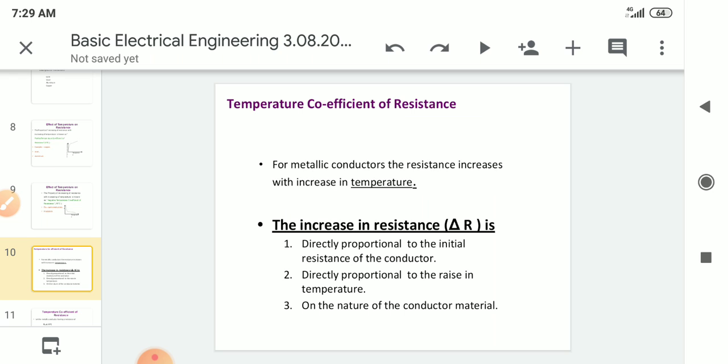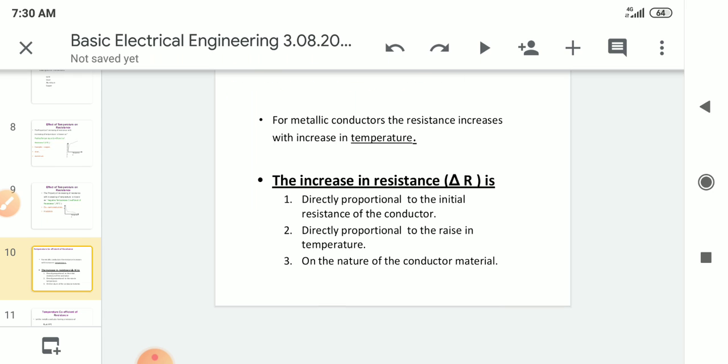How much is the increase in resistance? We represent the increase in resistance with delta R. This delta R is directly proportional to the initial resistance of the conductor, it is directly proportional to the rise in temperature, and it depends on the nature of the material.